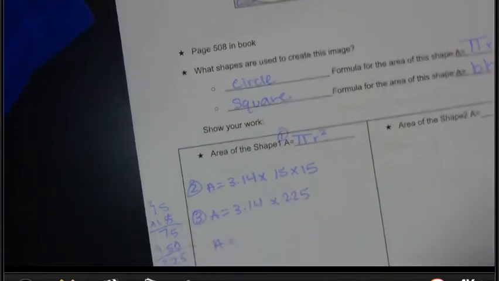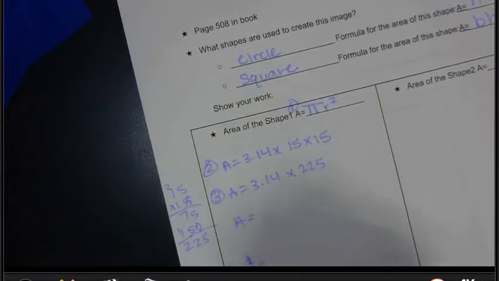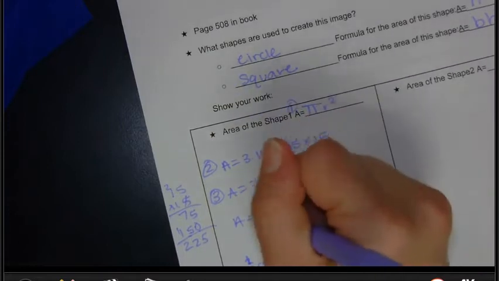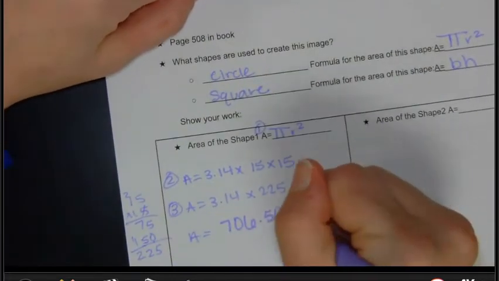And then I need to find out what is my area. So 225 times 3.14. So the area should be 706.50, and this is in meters.